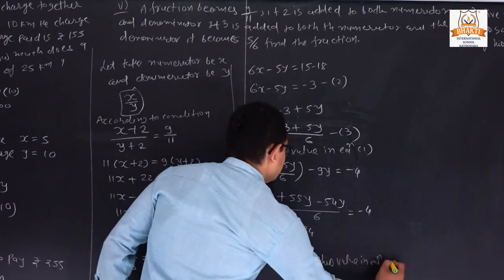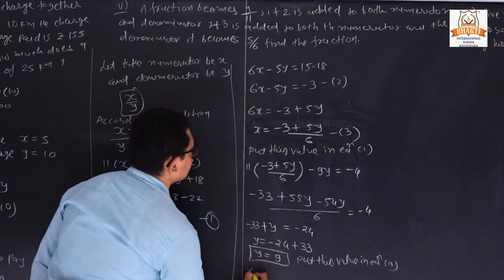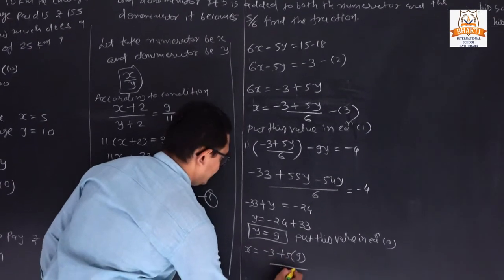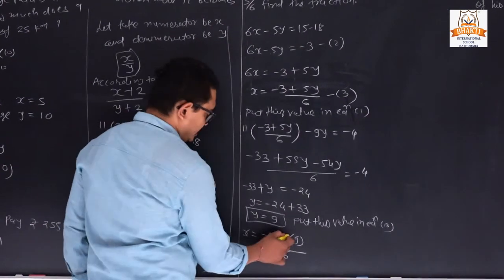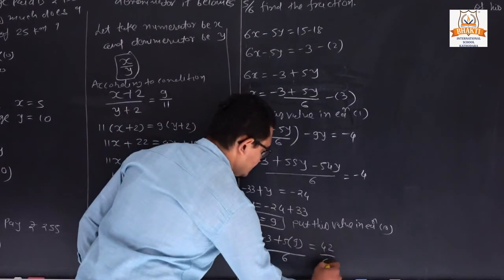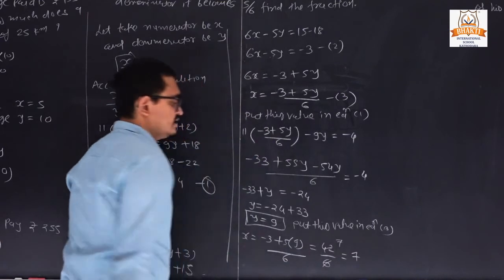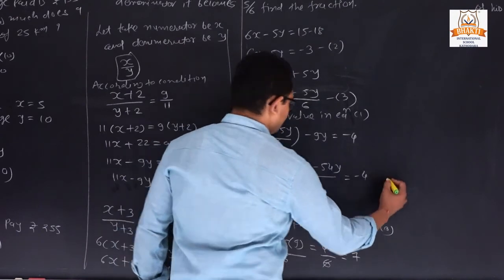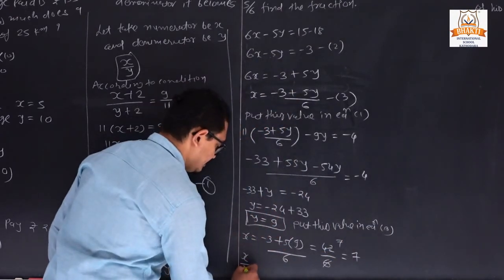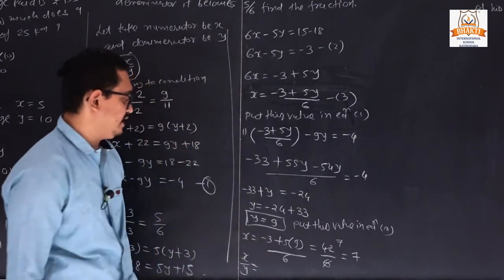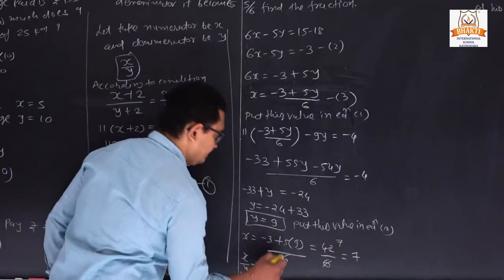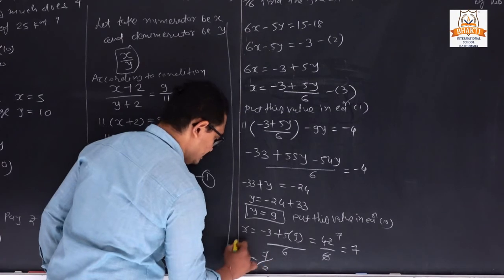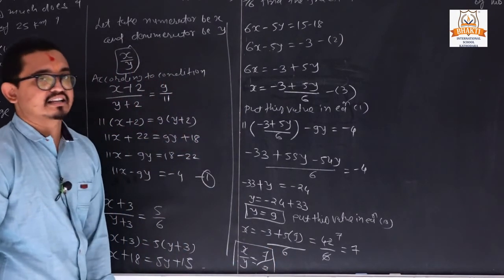in equation number 3. So x is equal to minus 3 plus 5 in bracket 9, upon 6. So 9 times 5 is 45. 45 minus 3, so 42. 6 times 7 is 42. So what is x? 7. So it means here we can write like that. What is our fraction now? x upon y. Clear? Fraction is equal to x upon y. So what is x? 7. And what is y? It is 9. So the fraction is 7 upon 9.